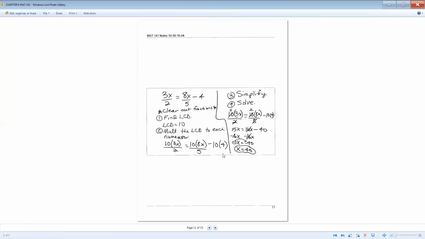After that, you want to get all the terms with x on one side, so we subtract 16x from the other side, which cancels out on the right and leaves me with negative 1x equal to negative 40. Then take that negative to the other side, or divide both sides by negative 1, and you'll be left with x equal to positive 40.